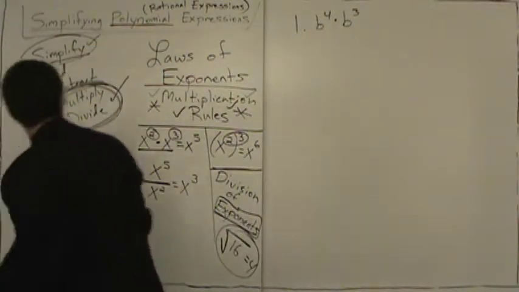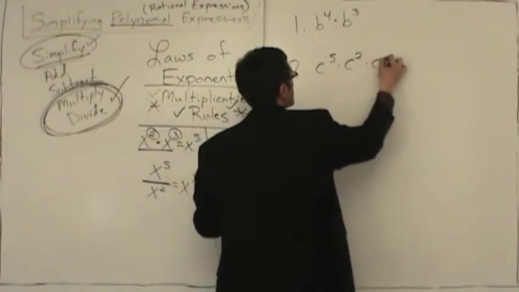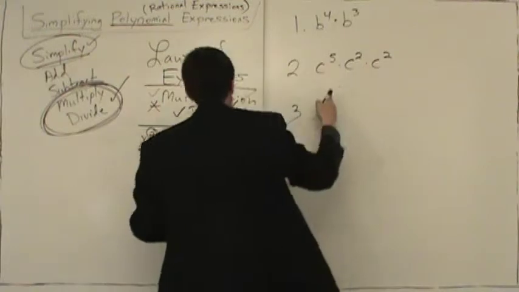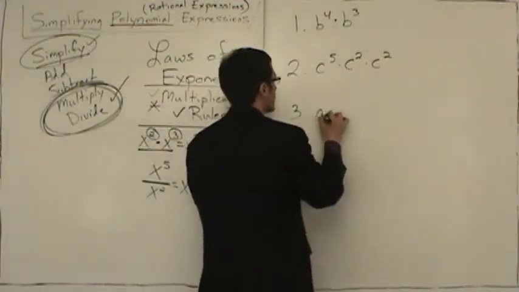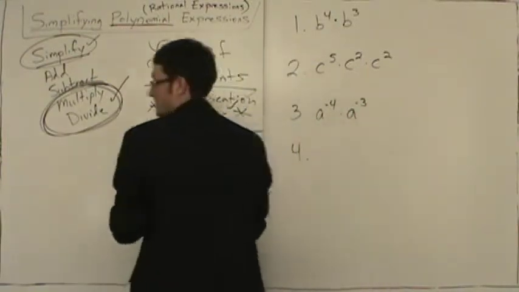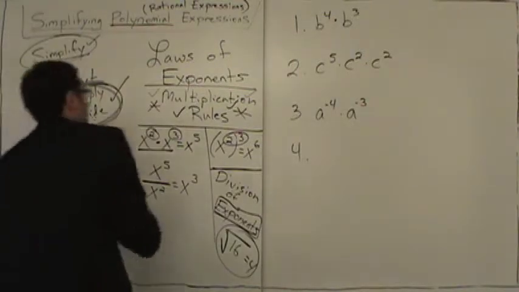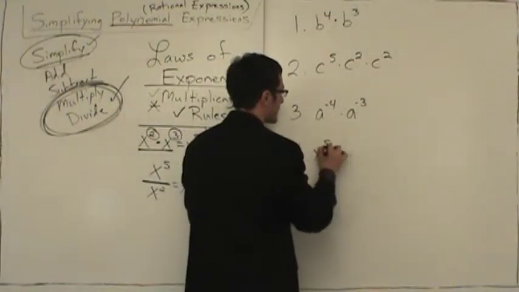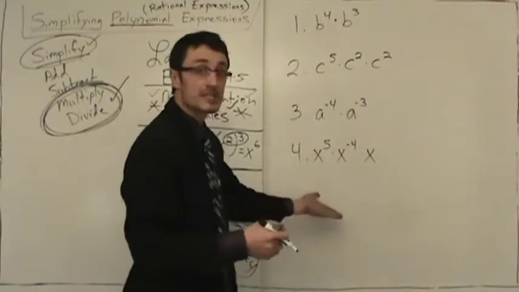Number 2 is c to the 5th times c squared times c squared. Number 3, knock these out. Number 3 is a to the negative 4th times a to the negative 3rd. And number 4 is x to the 5th times x to the negative 4th times x. So pause the video and attempt these 4 problems.